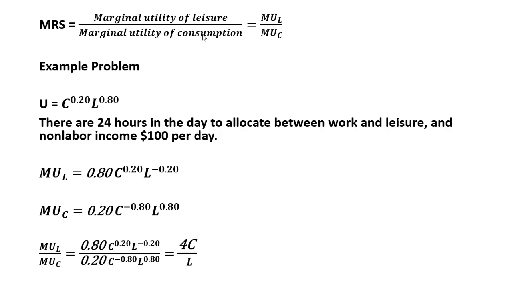Forming the marginal rate of substitution equation, making our substitutions, and then simplifying. 0.8 divided by 0.2 is 4. We have this C raised to the minus 0.8. We'll bring that up into the numerator. So in the numerator, we'll have C raised to the 0.2 times C raised to the 0.8. That is just C.